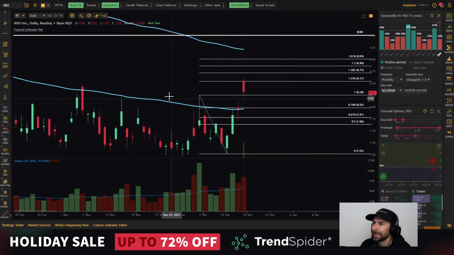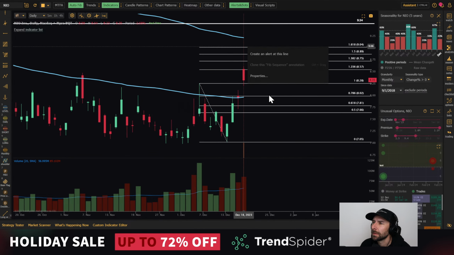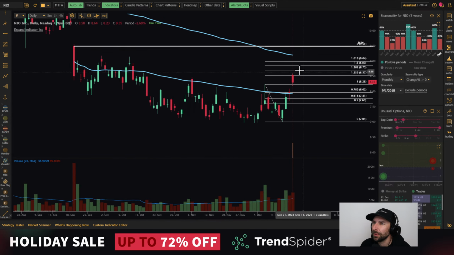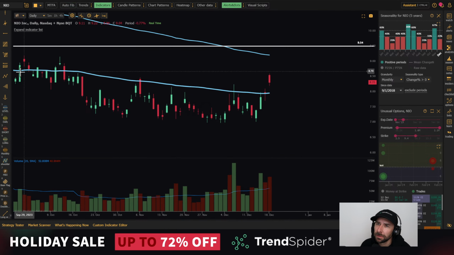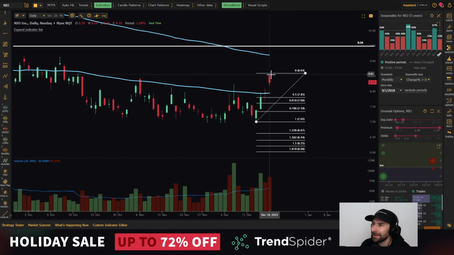So you can see the extensions here. Let me add the 2. The 2x extension of this swing gets us up to the top of the gap. You could also, if this is a local high and it wants to pull in a little bit, you've got a 50% retrace and a 0.618. So this area kind of in here.